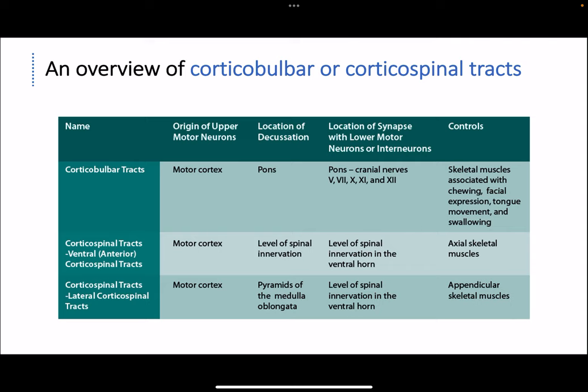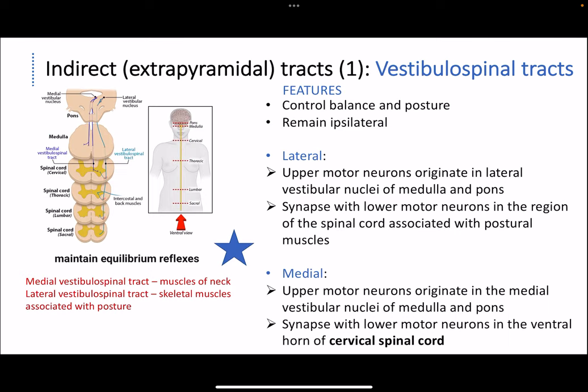So we'll finish this part by talking about two more tracts, and these are going to be called indirect pathways or extrapyramidal tracts, right? And these will be the vestibulospinal and the reticulospinal tract. So for our first one, vestibulospinal tract. We said earlier that the term vestibulo is referring to vestibular, which means balance, equilibrium, posture, things like that. And so this is coming from the ear, right? The inner ear, via cranial nerve 8.